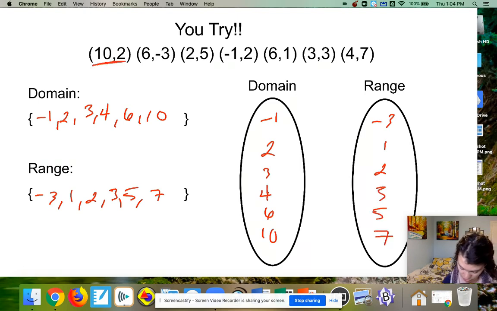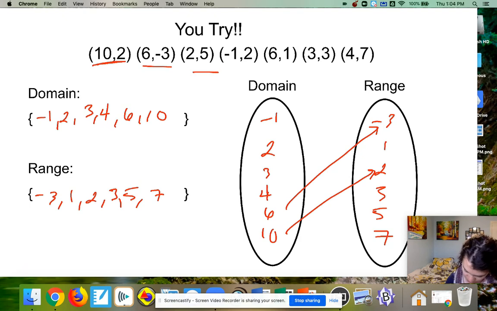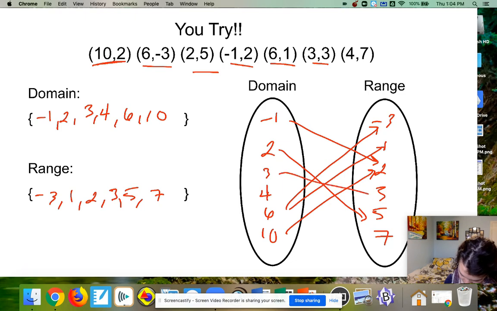So 10 goes to 2. And then we have 6 going to -3. 2 goes to 5. -1 goes to 2, 6 goes to 1, 3 goes to 3, and 4 goes to 7. And this would be your mapping diagram.